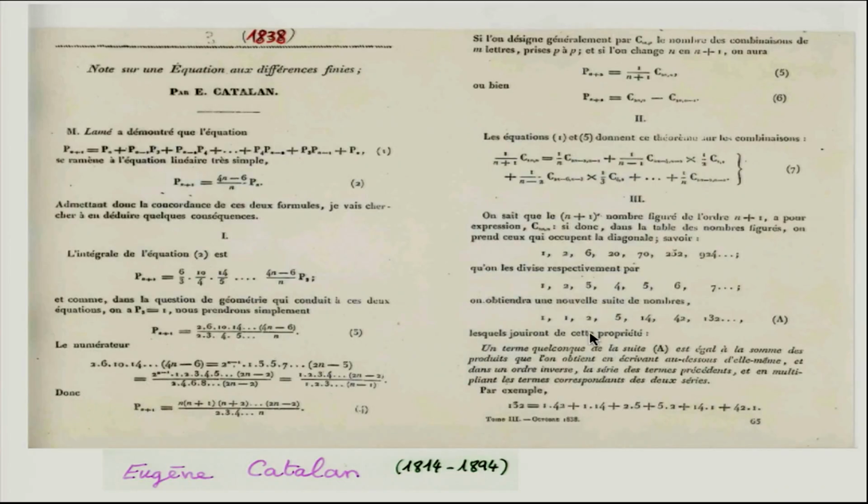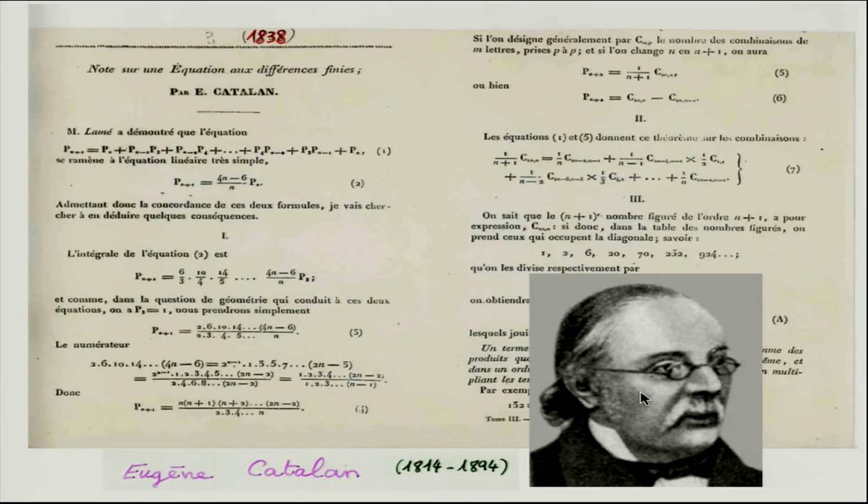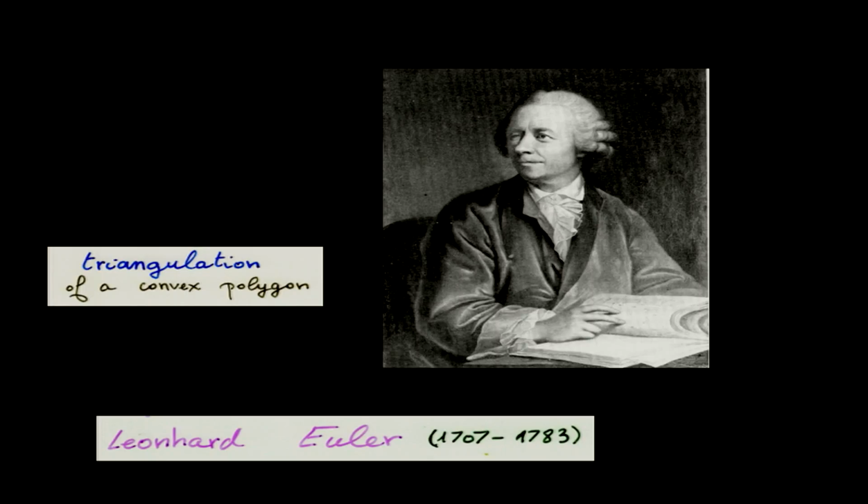Then, Catalan is Eugène Catalan. This is a paper in 1838. And you see, you have the recurrence relation. There was not much generating function at that time. He has many papers about Catalan numbers, but who introduced Catalan numbers? It was Euler, a long time ago.